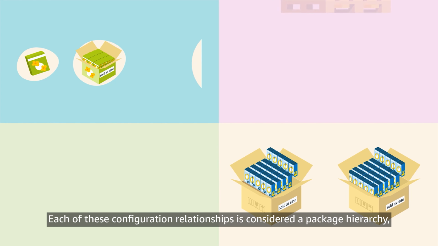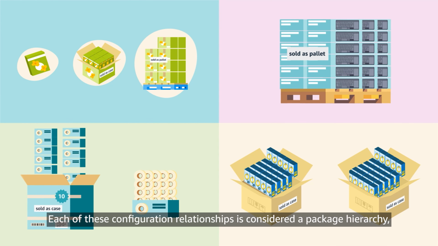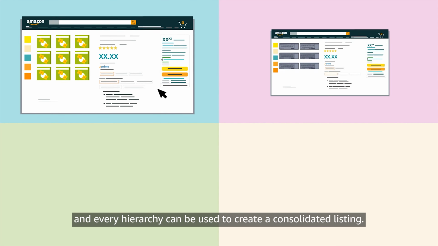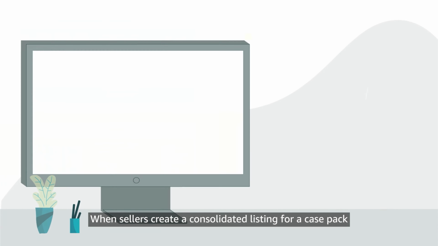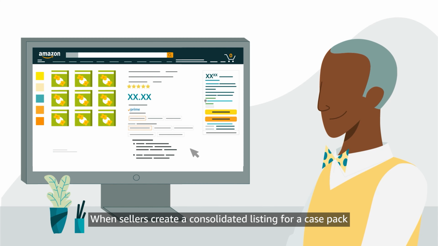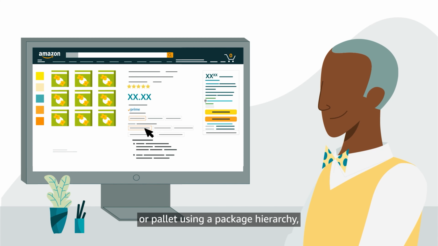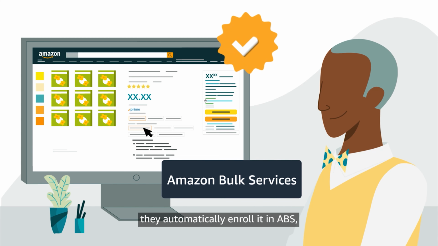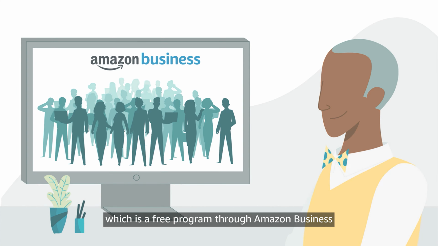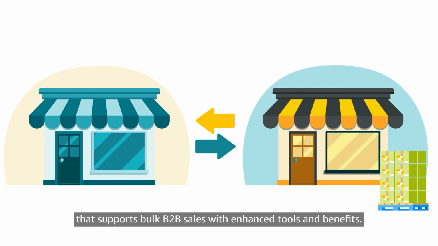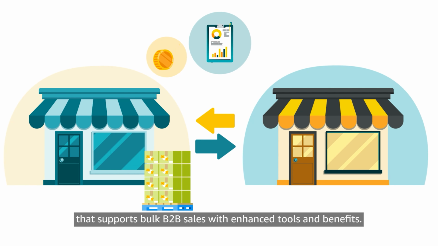Each of these configuration relationships is considered a package hierarchy, and every hierarchy can be used to create a consolidated listing. When sellers create a consolidated listing for a case pack or pallet using a package hierarchy, they automatically enroll it in ABS, which is a free program through Amazon Business that supports bulk B2B sales with enhanced tools and benefits.